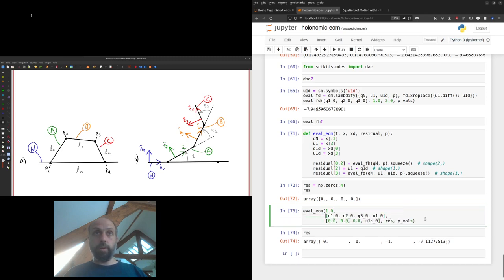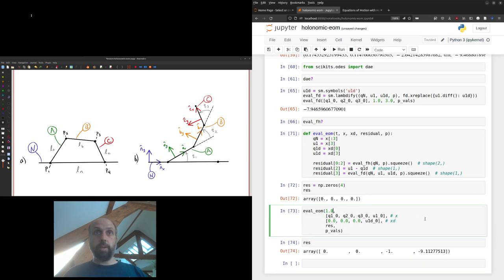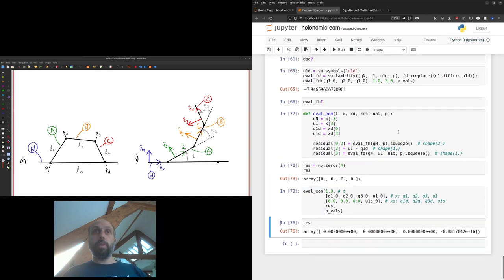Make that so we can see all the arguments. So this is our state vector. This is the state derivative vector. Our residual, the p-vals, and this is time. And for us, I'll just label them q1, q2, q3, and u1. That's the state vector. And then this would be q1 dot, q2 dot, q3 dot, and u1 dot, right? Boom. There we go. I think it's working.